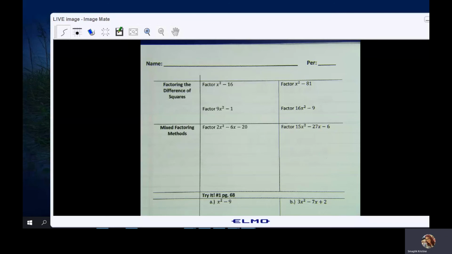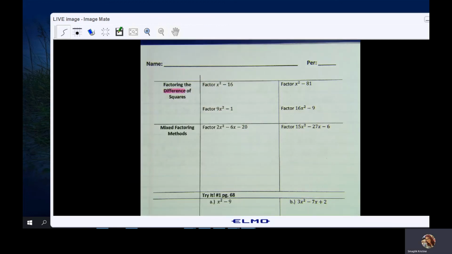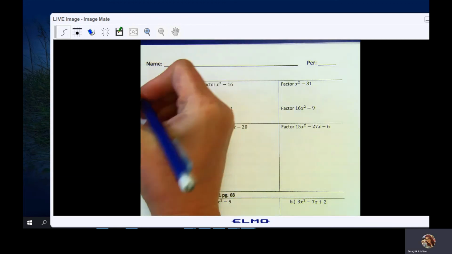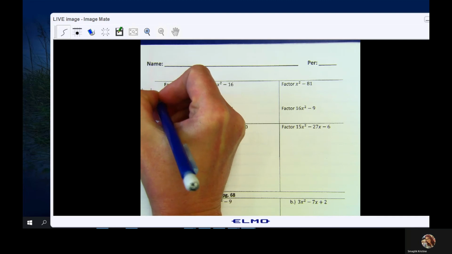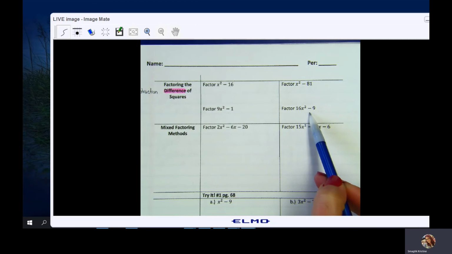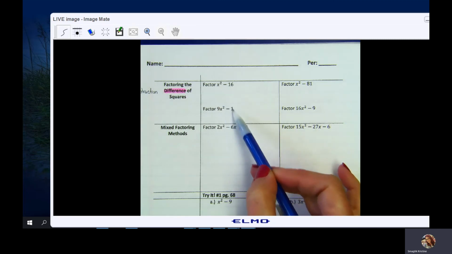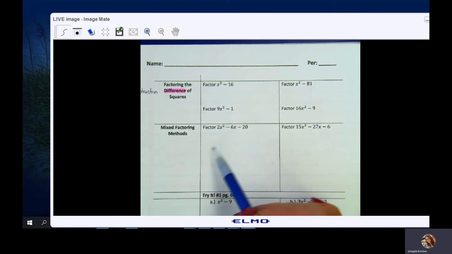Let's take a look at factoring the difference of squares. So notice this word difference. Difference is subtraction. And on each of these, notice it involves subtraction. We don't see a middle term, and we see a negative C value, which is that minus sign, that difference.